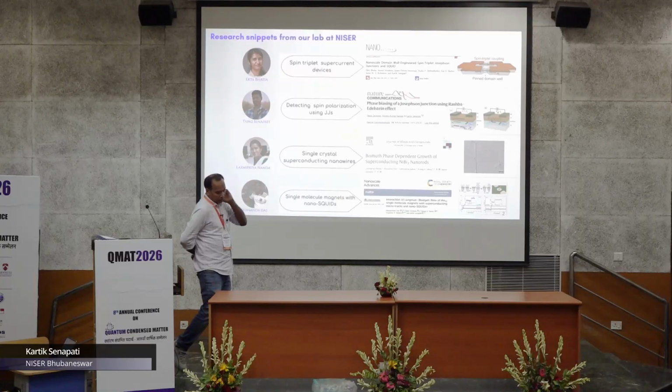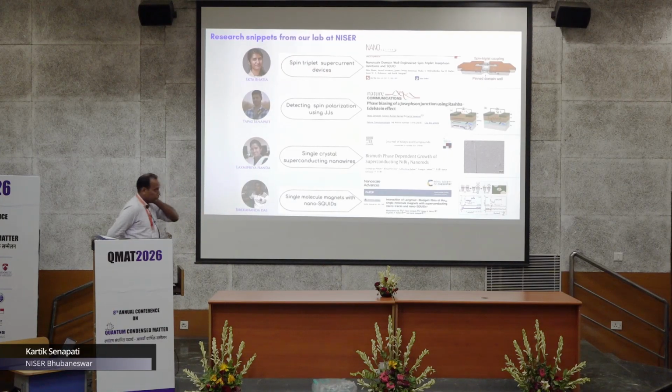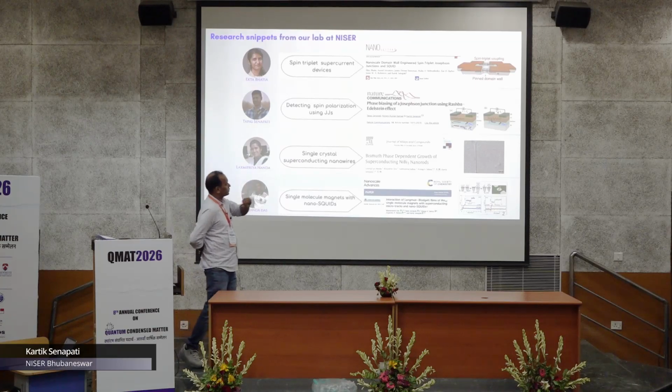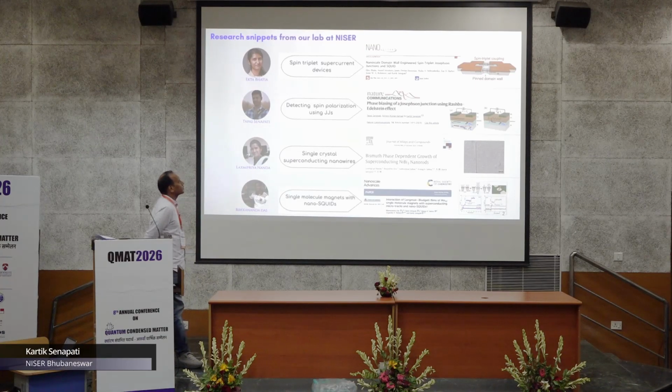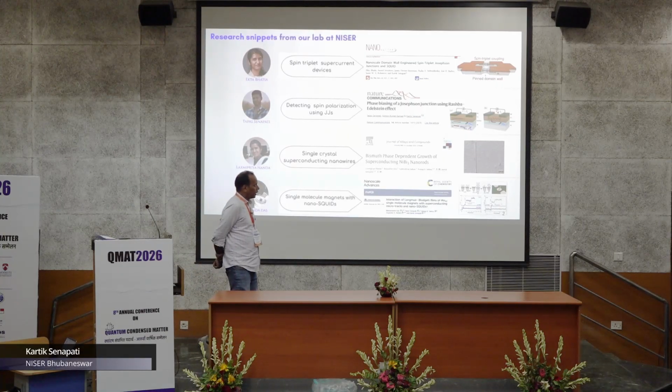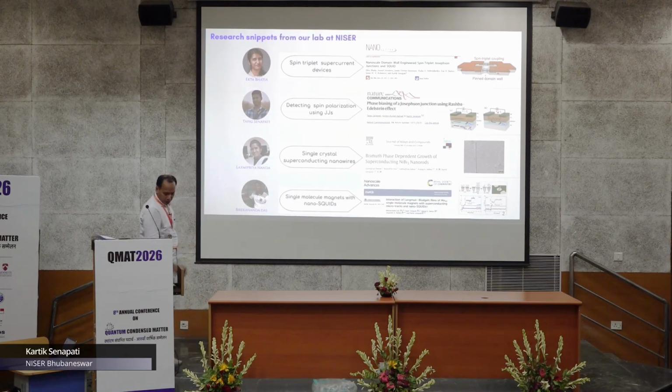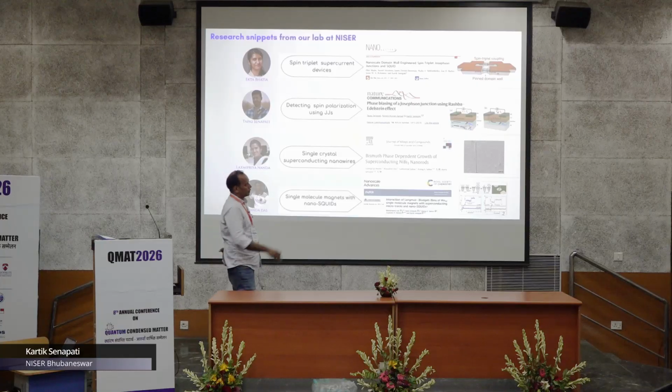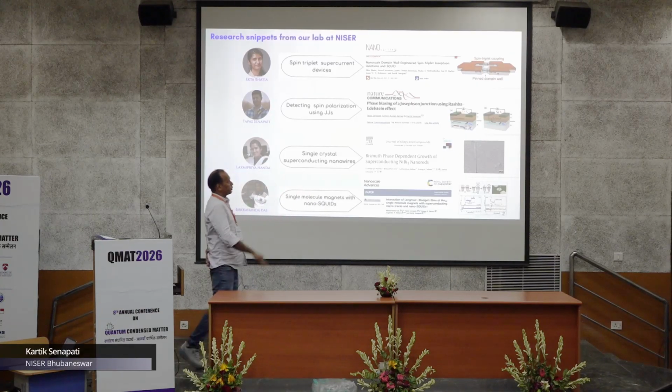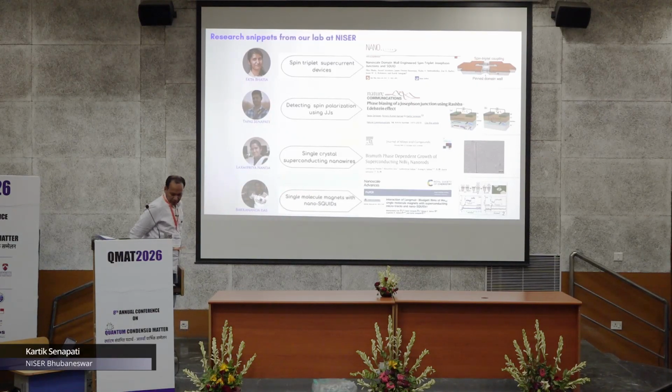That way we managed to make a spin triplet SQUID, and recently I also published something on the Rashba-Edelstein effect, which we detected through a planar Josephson junction. This was important because the Rashba-Edelstein effect happens at the interface of a metal and a heavy metal, but that interface is buried inside. We are able to detect the phase that it creates in a junction on the top.